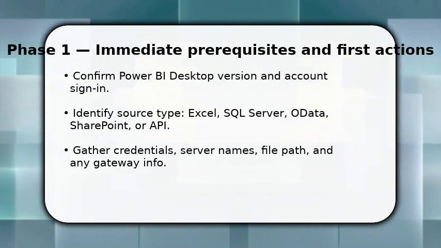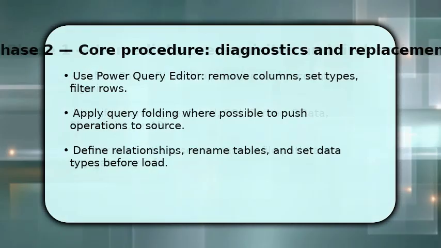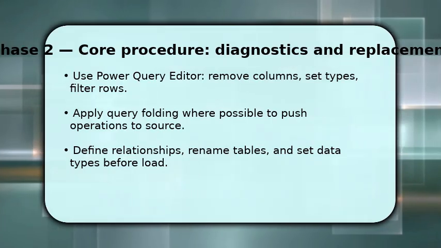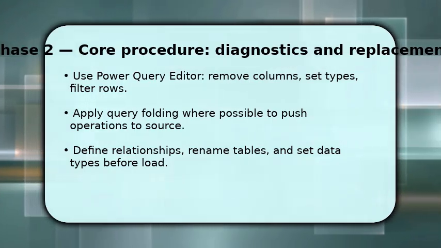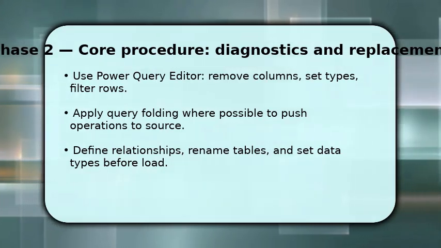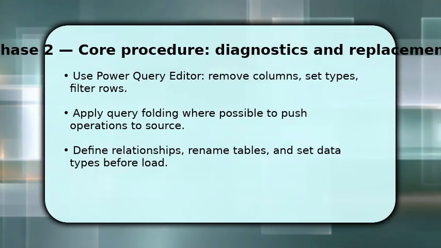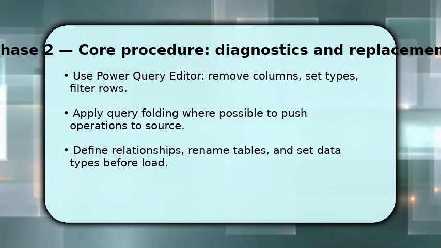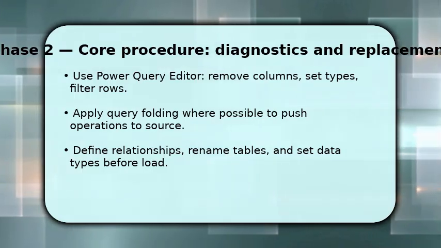Now move to shaping the data. Open Power Query Editor to transform data. Remove unneeded columns, fix column types, and filter rows to reduce volume. This improves performance. Once transformations are designed, observe query folding indicators. Push operations to the source when possible to speed refresh. Then close and apply to load a trimmed model.